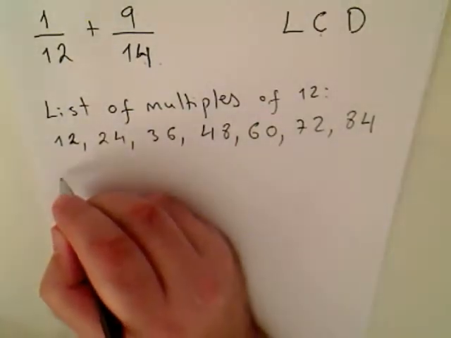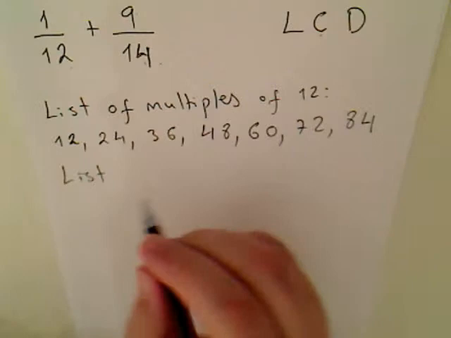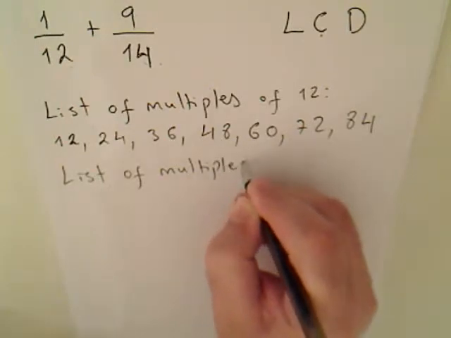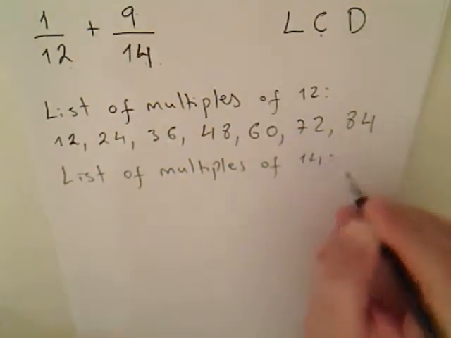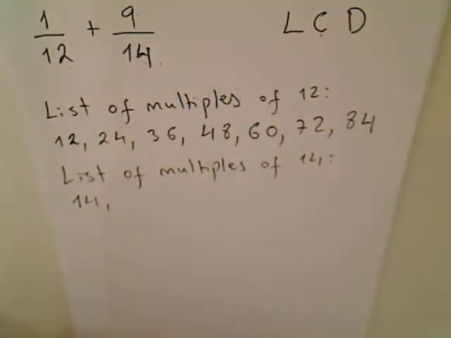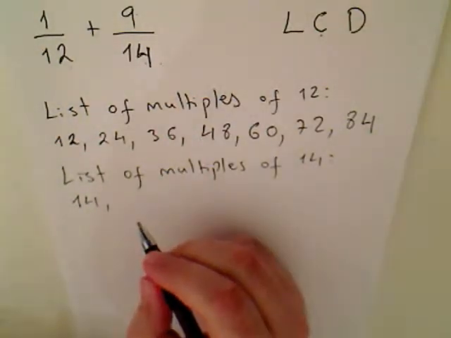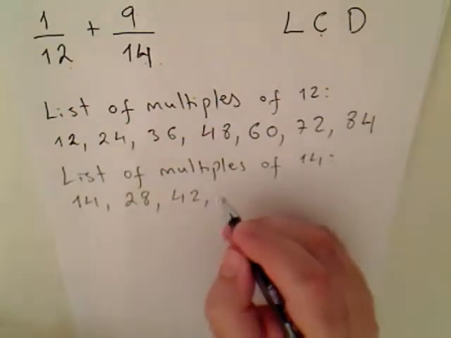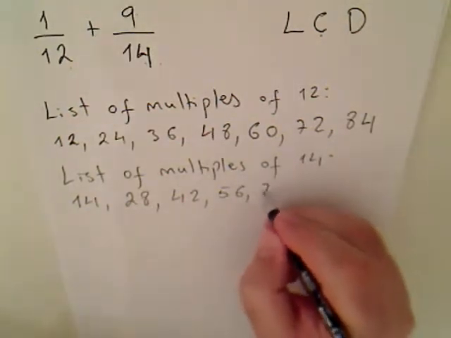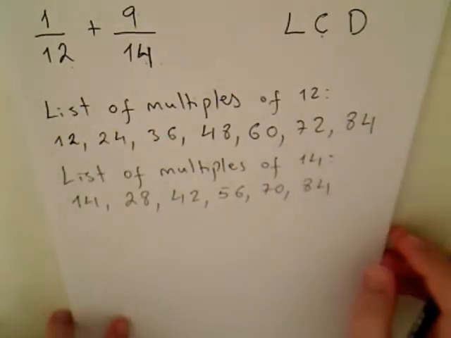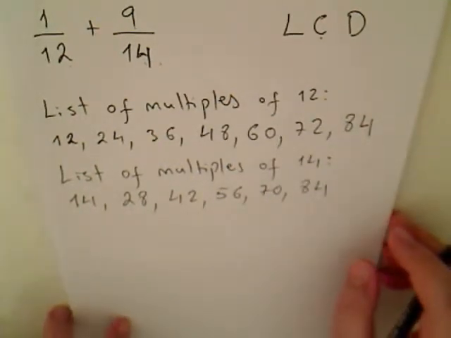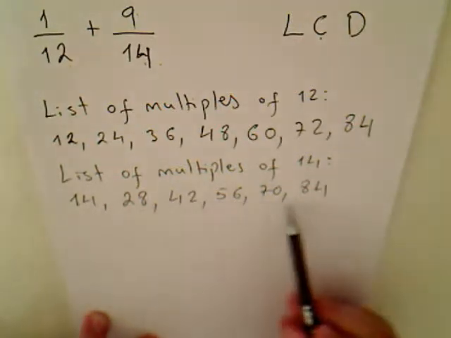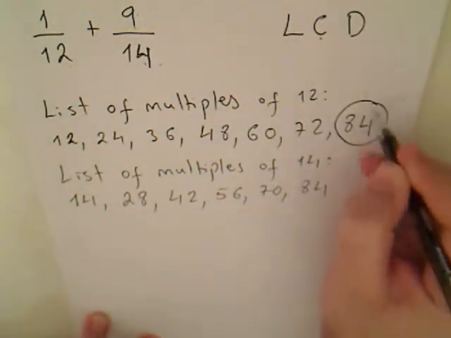Now let's do a list. This is the list of multiples of 12. Let's do a list of multiples of 14. So 14 times 1, 14. 14 times 2, 28. 14 times 3, 42. 56, 70, and 84. Okay, finally, this is the multiples of 12, this is the multiples of 14. The least common one is 84.